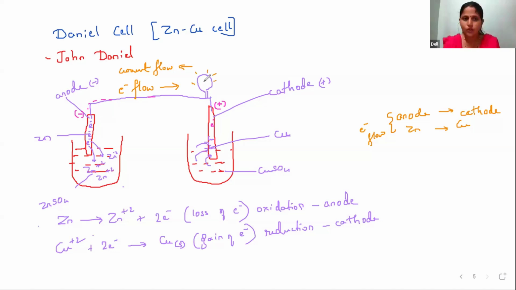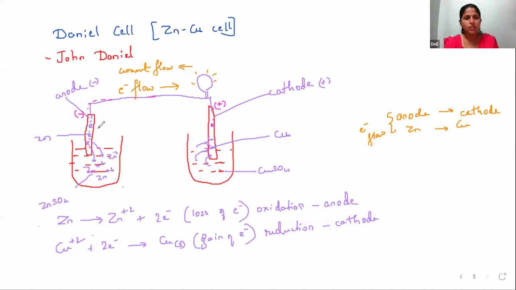Okay, the bulb glows, yes or no? The bulb will glow and after some time it will go off. Now the question is why. Why does the bulb not glow continuously? It will glow, and it will glow, and then it will go off. Why? Now let us see the reason for it.